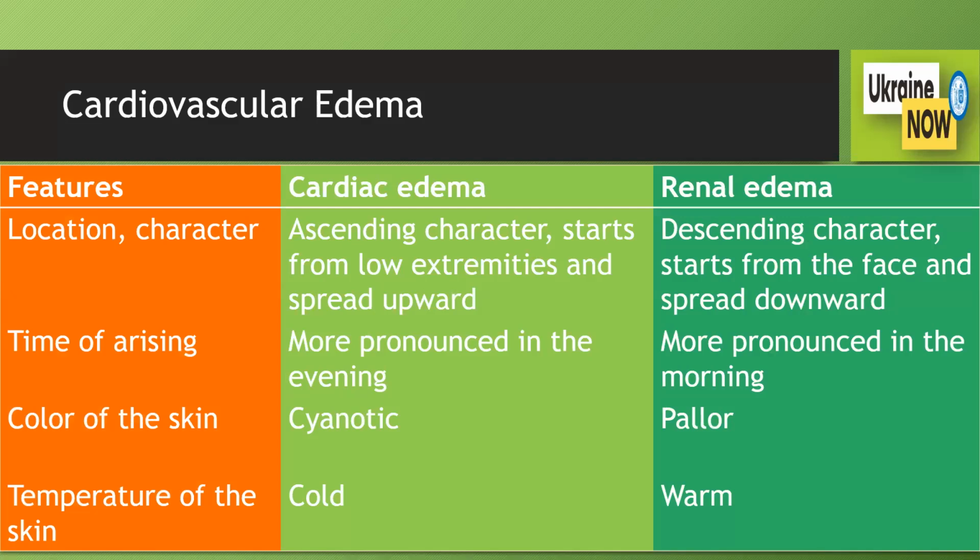Cardiac edema has an ascending character, starts from the lower extremities and spreads upward. Renal edema has a descending character, starts from the face and spreads downward. Cardiac edema is more prominent in the evening, renal edema more pronounced in the morning. Skin in cardiac edema is cyanotic and cold, and in renal edema it is pale and warm.